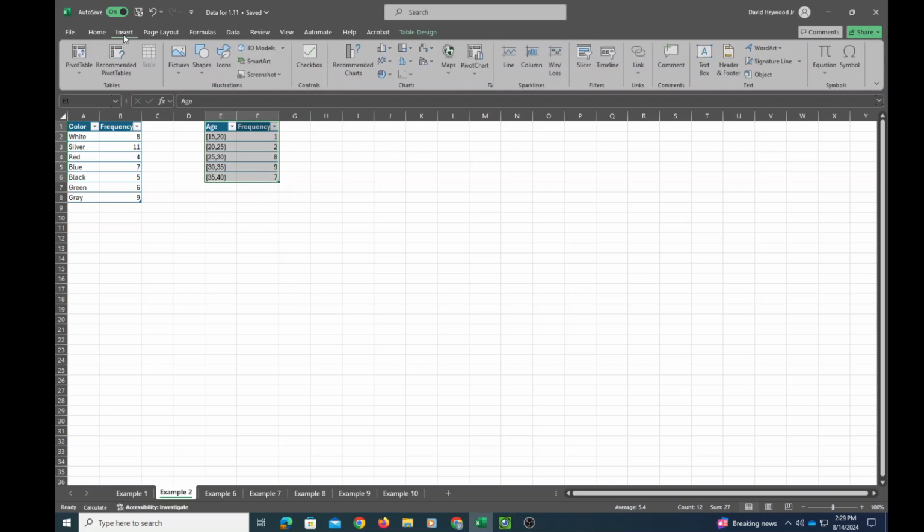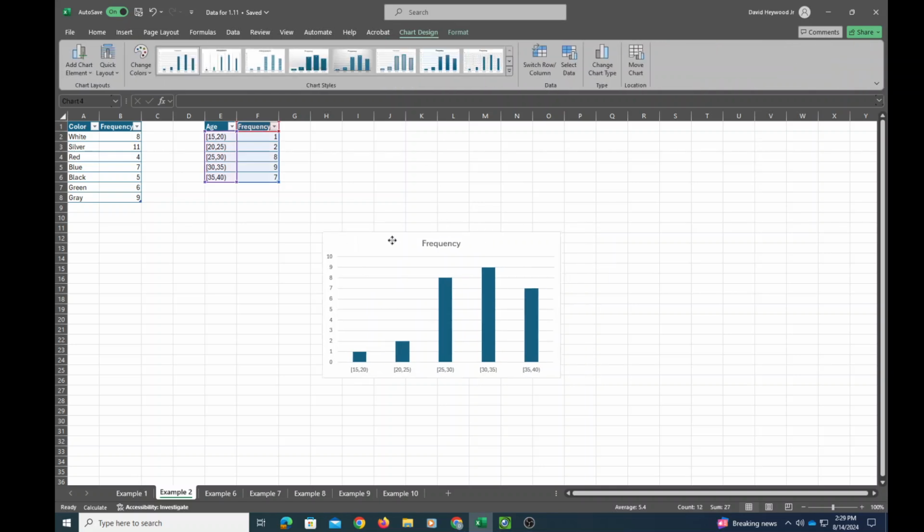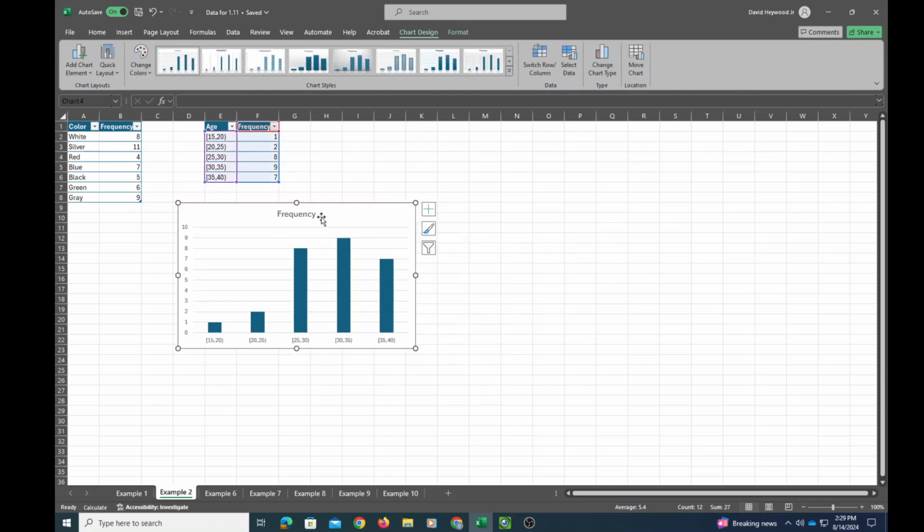Okay, so let's insert a histogram for this data set. This looks to me to be skewed left. Right? I would argue that this is a skewed left distribution. So the best measure of center would be the median. Okay.